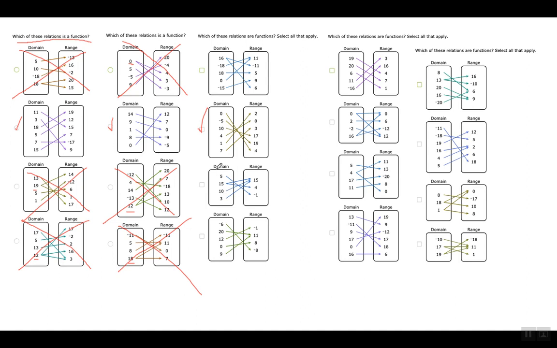Wait, did I make a mistake? Let me look carefully. When x is 0, y is 4. When x is negative 5. This one has so many lines, I really gotta look carefully. Oh, you know what I didn't realize? This one says select all that apply. There's more than one correct answer. That's why I doubted myself. Alright, so the other correct answer is down here. Okay? Esta tiene dos respuestas correctas porque dice seleccionar todo lo que aplican.